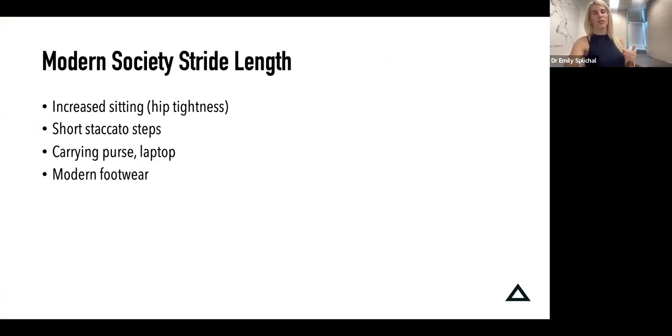Another key requirement to sufficiently absorbing and transferring energy is step length. There are two steps in a stride. A lot of people in modern society take little stochastic steps. Maybe you're carrying a purse or a bag, or something heavy. Modern footwear changes this as well, right? Heel-toe drop, different things like that. Increased sitting can tighten your hips, so then you don't have enough flexibility to take long steps.